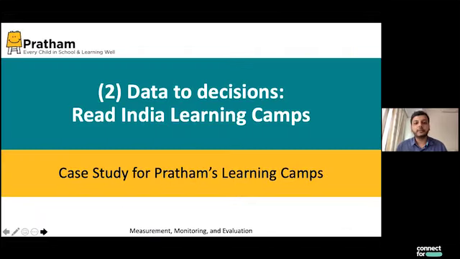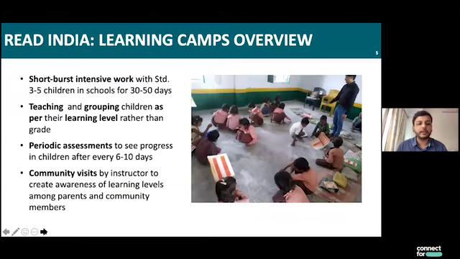I'll now move to the case study of Pratham's learning camp. Now you've seen how our team looks like, and what are the principles that we usually follow. But if we apply this to the context, which is Pratham's learning camps, this is how it looks. So very quickly, a quick introduction of what these learning camps are.